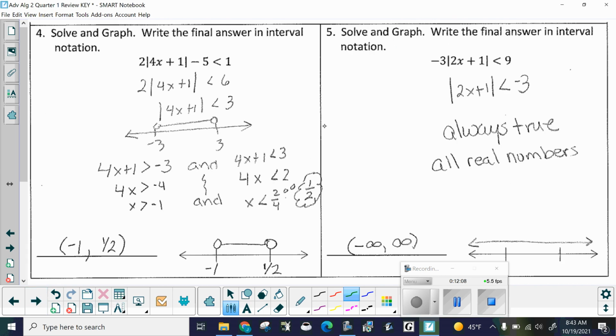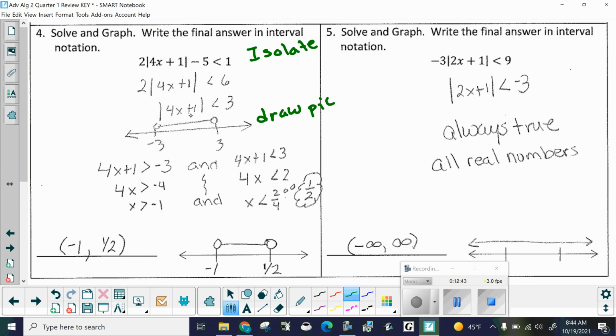Next up, we have problem number 4. First things first, we have to isolate the absolute value. Get the absolute value alone. First up, add 5 to both sides. 2, absolute value of 4x plus 1 is less than 6. Now I'm going to divide both sides by 2. Then I'm going to draw my picture.